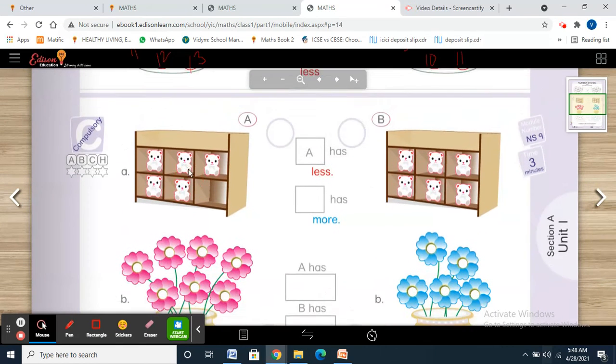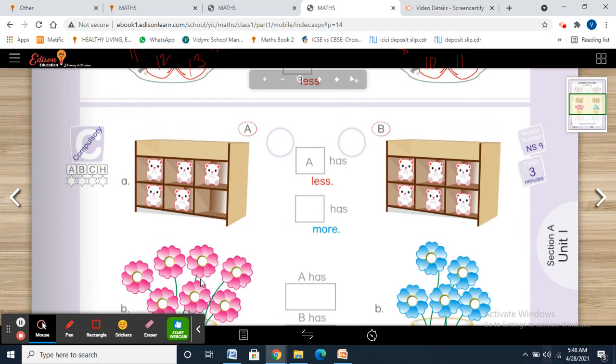Okay. Now you can see these cupboards. There are two cupboards, cupboard A and cupboard B. So count the teddy bears in cupboard A and then count the teddy bears in cupboard B. So cupboard A says, I am having how many teddy bears? Can you count with me? Yes. One, two, three, four, five. Five teddy bears. And cupboard B, one, two, three, four, five, six. Six teddy bears. So A has less, B has more.